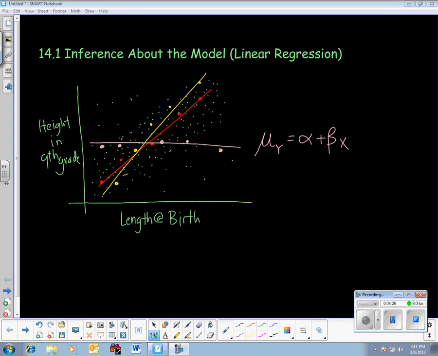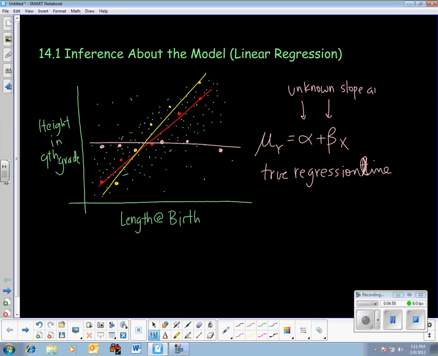Mu sub y equals alpha plus beta x. This is our true regression. This basically is the unknown. Alpha and beta are our unknown intercept and slope that we are going to work on estimating with our inference techniques. And those are basically what would happen if you were somehow able to get a scatter plot of every single freshman in the United States and make a regression line with every single person, so that it was the whole population, not just a sample.